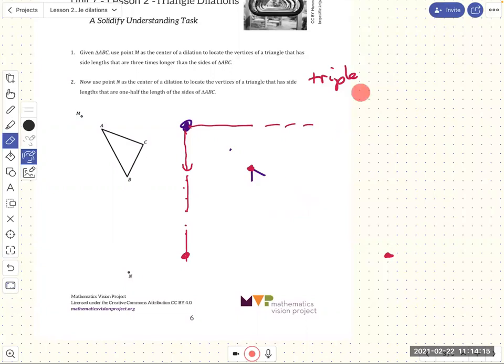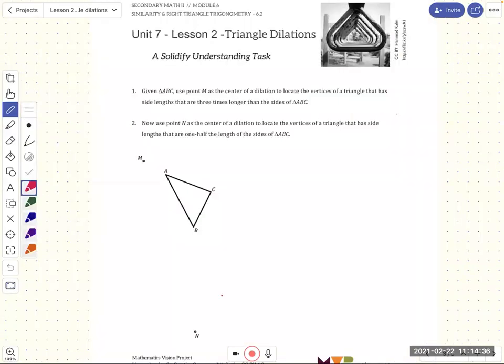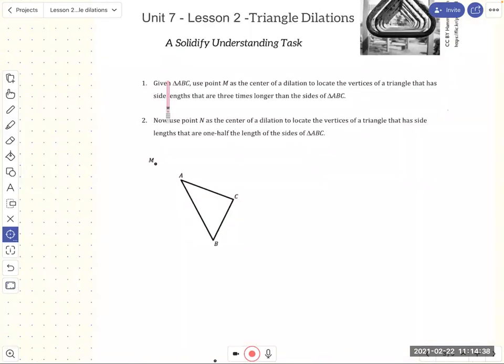Okay, so the way this Mathematics Vision Project works, we're going to try working on these for a while. I think we're going to use this first one twice. There we go. So let's try these exercises. Given triangle ABC, use M as the center of dilation to locate the vertices that are 3 times longer.